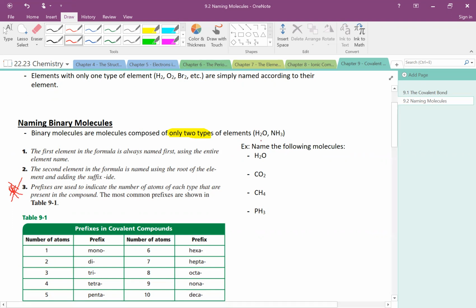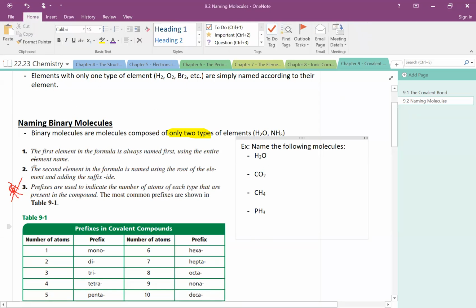Let's name, for example, H2O. And no, it is not named water. That's what's called the common name. We are going to give the systematic name for water, the actual chemical's name. To begin, the first element in the formula is always named first using the entire element name. So here I have H. That is called hydrogen.